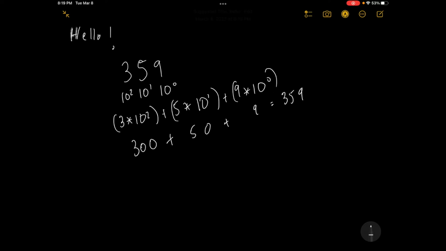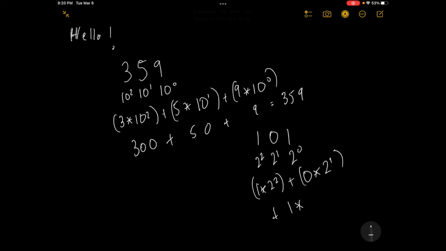Similarly, if we have binary, we might have a binary value like 1, 0, 1. We approach this like 2 to the power of 0, 2 to the power of 1, and 2 to the power of 2. Here we're going to have 1 times 2 to the power of 2 plus 0 times 2 to the power of 1 plus 1 times 2 to the power of 0. That's just 4 plus 1 equals 5. This is just showing how the value works, converting from binary to decimal, but this is essentially what that value is.